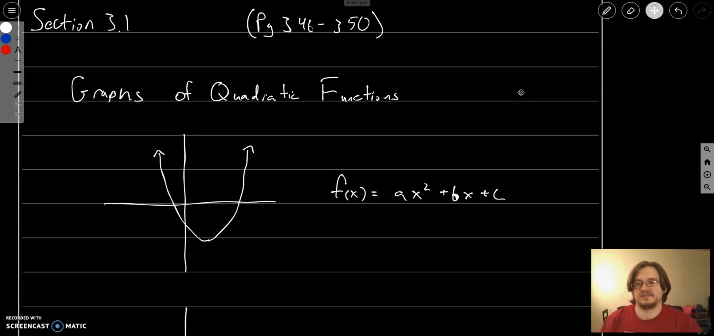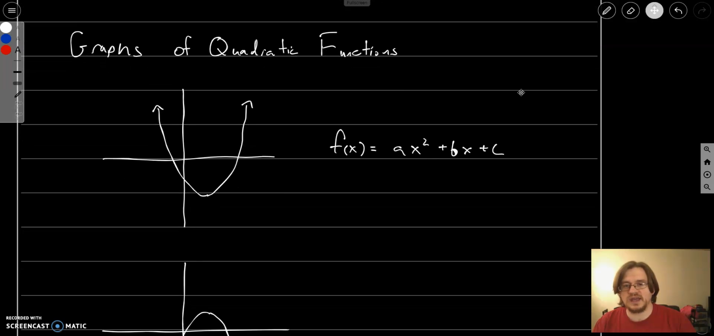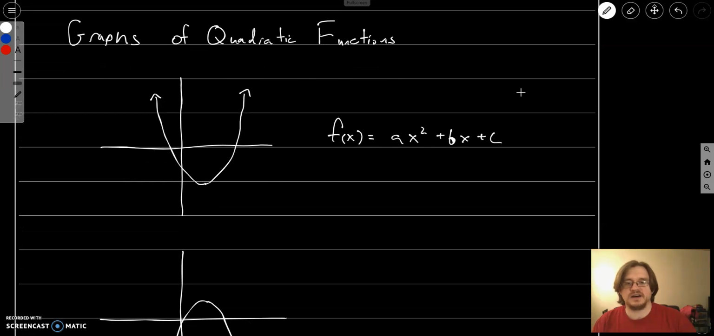Hello and welcome back. In this video we'll start Chapter 3, specifically Section 1, and this is all about graphing quadratic functions. So when we look at a quadratic function, this is a function whose output is going to be solved according to a quadratic polynomial. So we've got ax squared plus bx plus c.